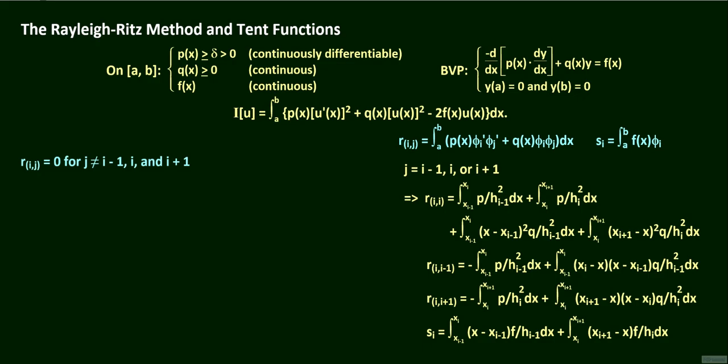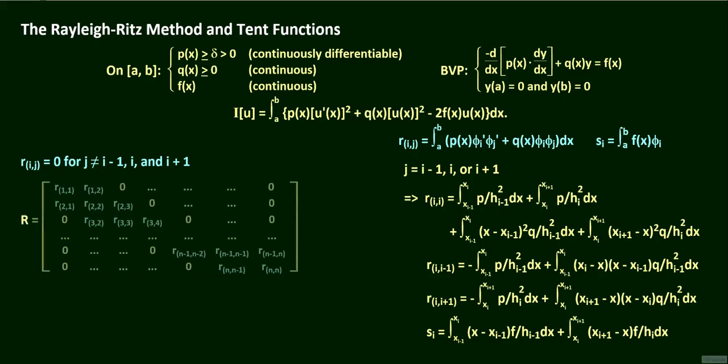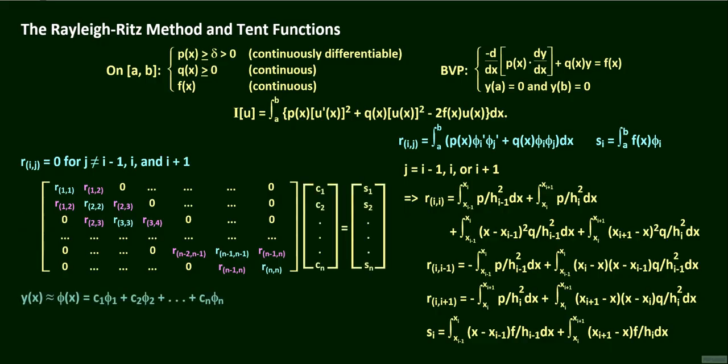Since each r sub ij is 0 if j is not equal to any of i minus 1, i, and i plus 1, the coefficient matrix R is tridiagonal. And since r sub ij equals r sub ji, the matrix R is also symmetric. We solve for the c sub j's using this matrix equation, and we obtain an approximate solution for the boundary value problem.